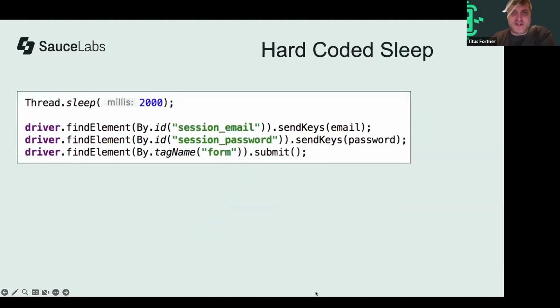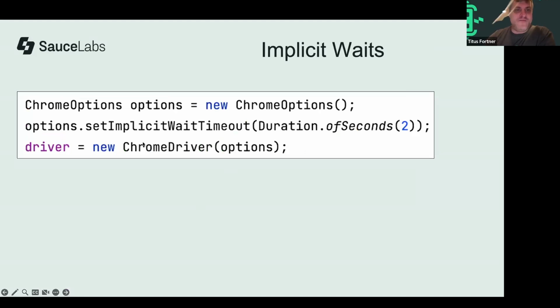So let's actually look at the specifics here. Hard coded sleep in Java, right? You're doing something and you're just saying sleep for 2 seconds here, 2000 milliseconds, and then hopefully after the two seconds, this email element will be there, and then we can continue. The implicit wait, you just set it as part of your options. Set it to 2 seconds, and now every single time it locates something, if it doesn't see it, it will wait up to 2 seconds before it complains.